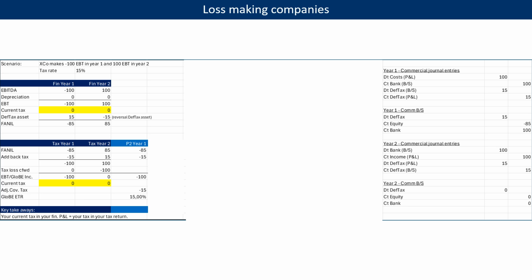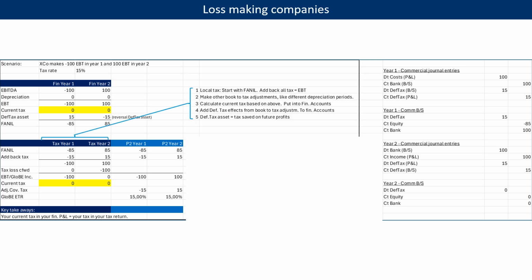Looking at our GloBE return, the exact same thing happens. We've got a final of 85. We add back the tax of 15, so we end up with a GloBE income of 100. We have adjusted covered taxes, which consist of our deferred tax reversal, and that gets us to 15 as well, and our effective tax rate for the year is 15, and there is no additional top-up tax due on our positions.